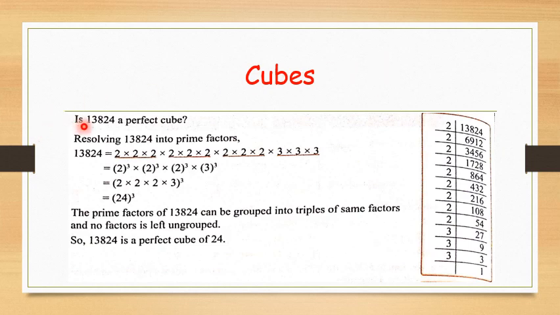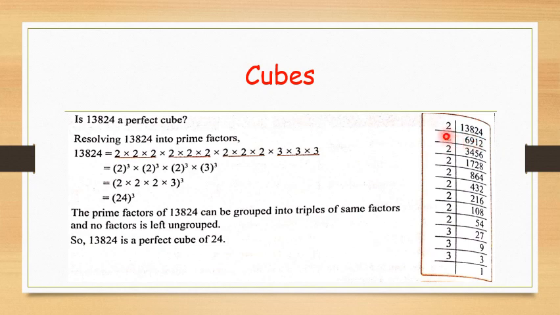Like a number is 13824. We have to check whether 13824 is a perfect cube. So what do we have to do? First we have to do the long division, that is, the division method, to get its prime factors.